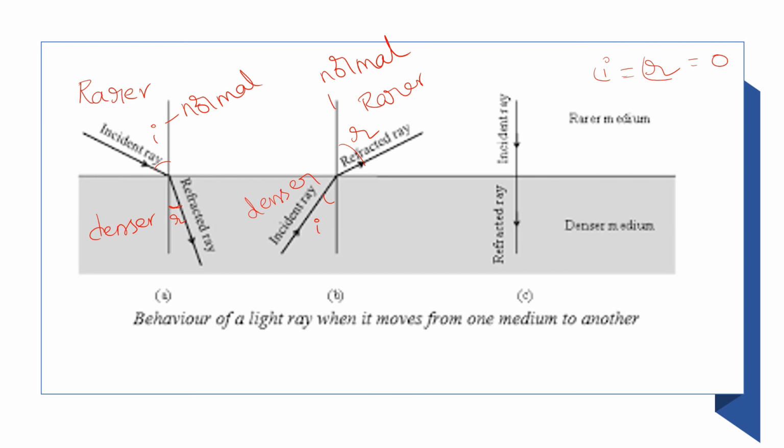First one, when it travels from rarer to denser, the refracted ray moves towards the normal. The second one, when the light ray travels from denser to rarer, the refracted ray moves away from the normal. When it falls normally, there is no refraction. So in this situation, the angle of incidence equals the angle of refraction equals 0.